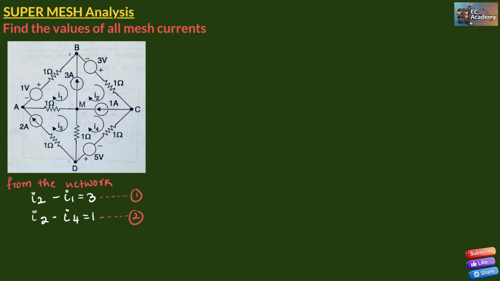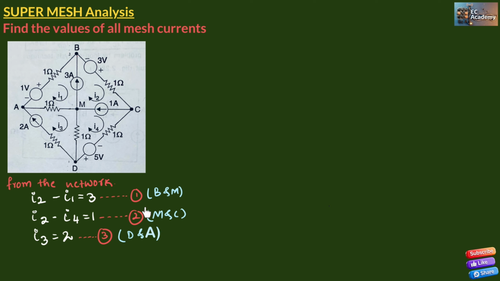So this is written between the points M and C. So first equation is between the points B and M. Now between the point D and A, the current I3 will be equal to 2 amperes. So we can write the current I3 is equal to 2. Let us call this as equation number 3. So this is written between the points D and A.